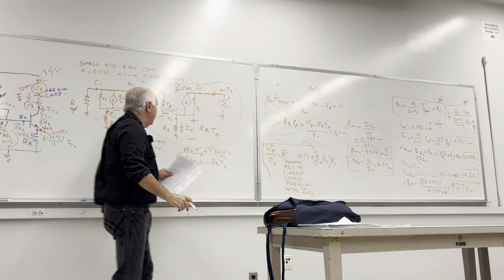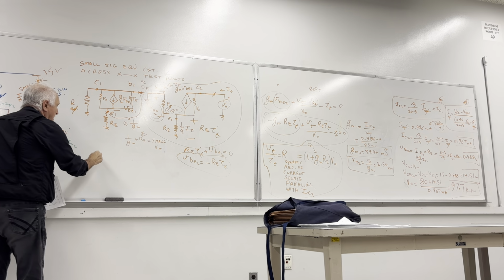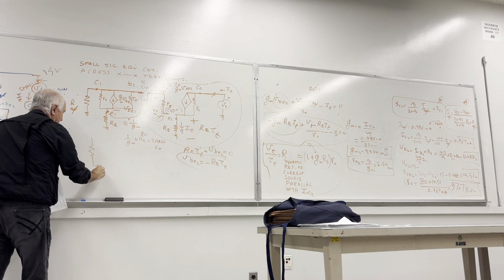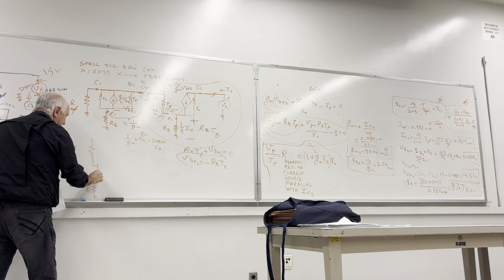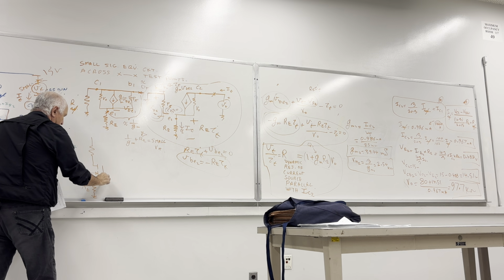Whether you have a transistor or a MOSFET arrangement, it's the same formula. Except for the MOSFET, it will be even more accurate because you don't have that damn R pi.